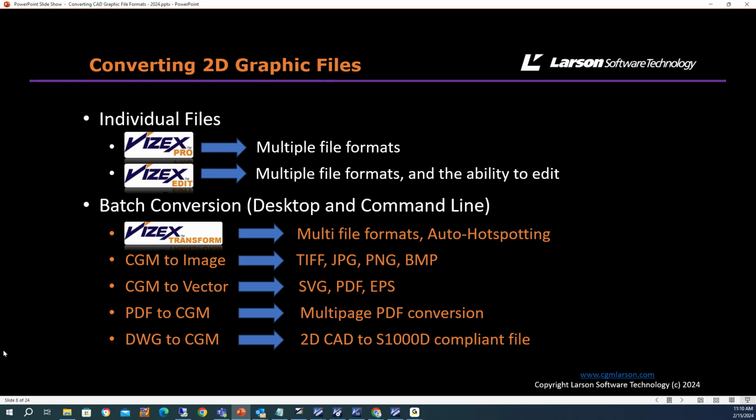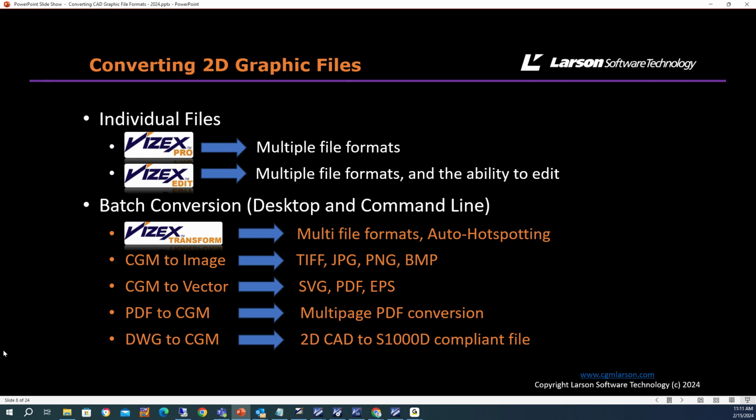And then we have some individual converters. CGM to image takes us from a CGM file to a TIFF file or a JPEG, and then CGM to vector, which is very popular where people wanted to go to SVG, so CGM to SVG file format. And PDF to CGM, again a very popular product because it will take a multi-page PDF and extract each graphic out as its own individual CGM file. Another popular product is going from 2D CAD, say DWG, to CGM. These are all batch processes, as I said, so you can convert hundreds, thousands of files at one time.